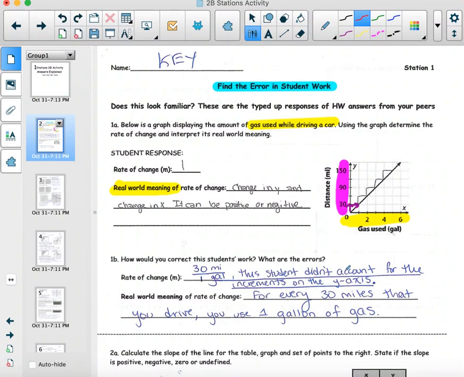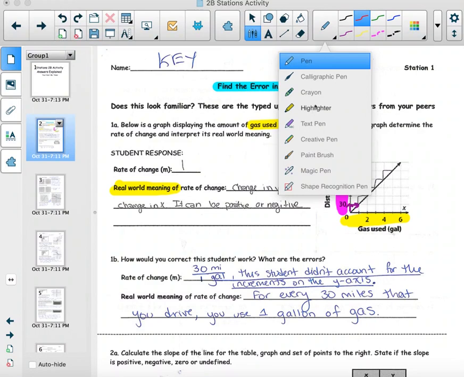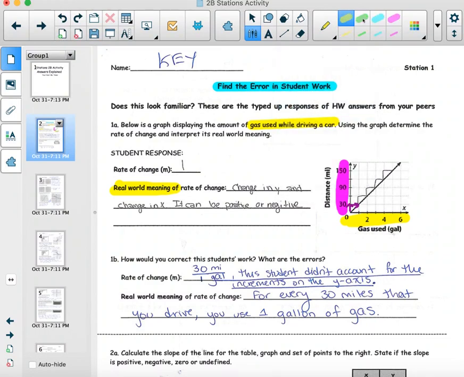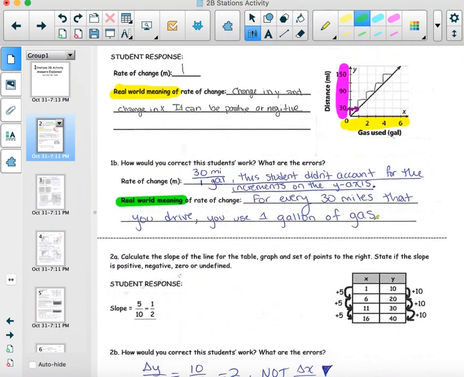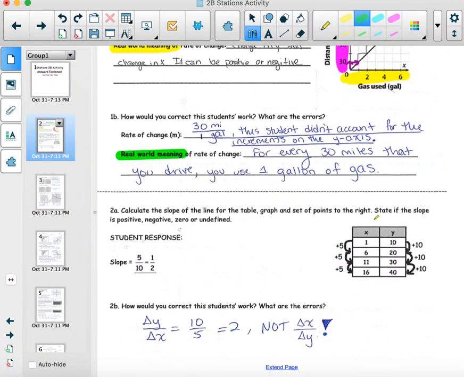And the real world meaning of rate of change we have to talk about because this shows up on the Regents every single year. On the Regents every year, they ask you to talk about the real world meaning of something, whether it's rate of change, y-intercept, and so on and so forth. So we need to talk about how for every 30 miles that you drive, you are going to be using 1 gallon of gas. Alright, hopefully that clears that up.